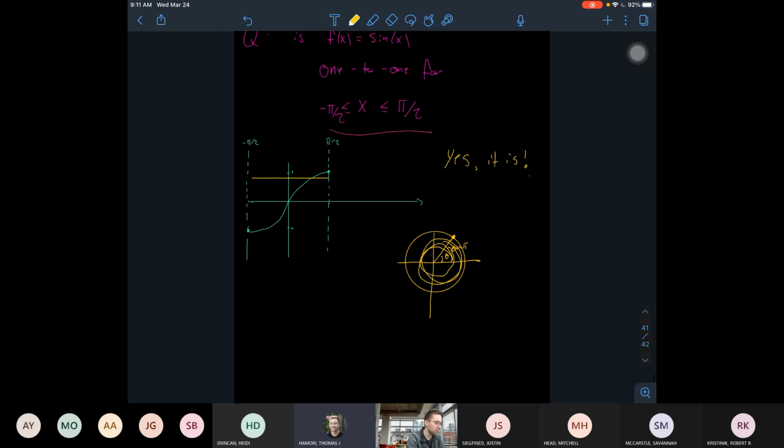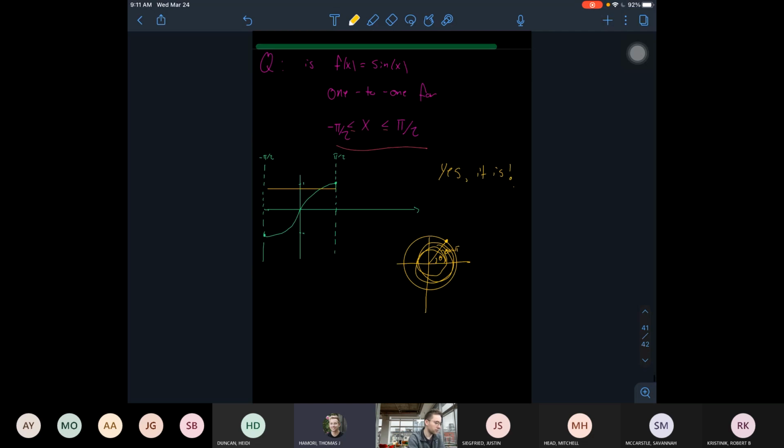So how do people feel about this? Does this make sense why we are restricting our view to this small region of the coordinate plane in order to think about inverses for these functions? Two yeses coming in. Okay, good.